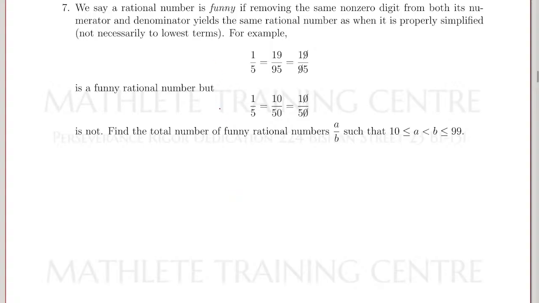Right? Now, because of the work I did 3 or 4 years ago, I know the answers because I can remember every single one of them. I know that there are exactly 4 of them. 4 is the answer. And I know that the numbers here are 19 over 95, 16 over 64, 49 over 98, and 26 over 65. This is from my work done many years ago.